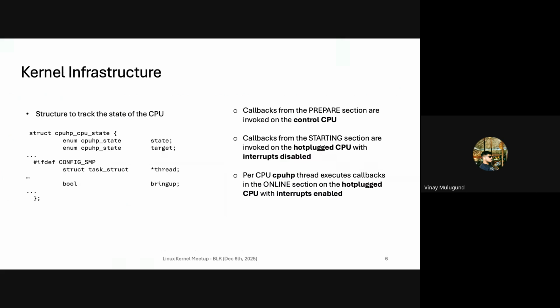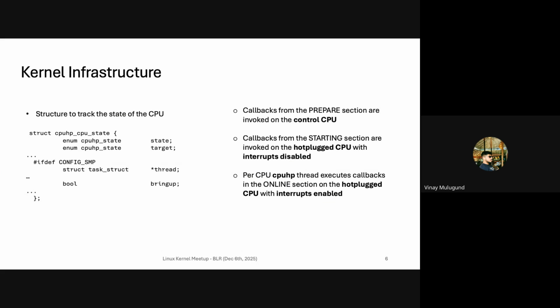There has to be some way to track the current state of the CPU that is being hot plugged. So we have some data structures which track the current state, the target state that we want to reach for that CPU, and whether it is an online or offline operation. That is tracked using a Boolean variable.